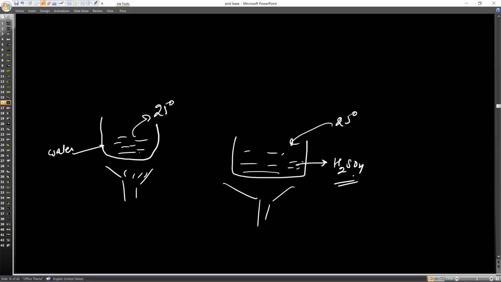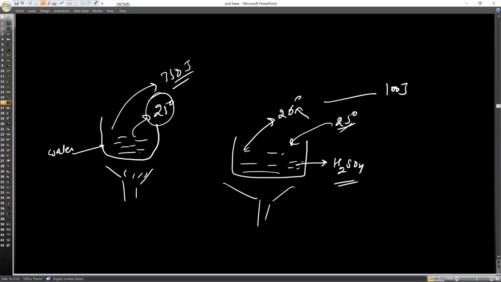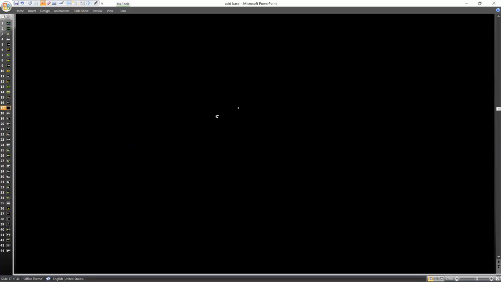When a low amount of heat is given to sand, it gets warmer faster compared to water. So if you raise the temperature of H2SO4 from 25 to 26 degrees and it takes, let's suppose, 100 joules of energy, then water will take 350 joules. Now, you know that acid-base reactions are exothermic reactions.